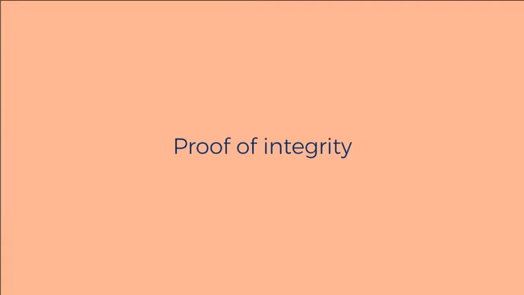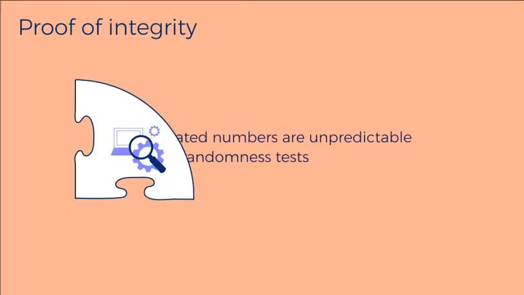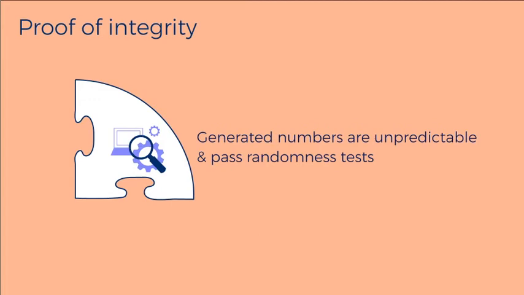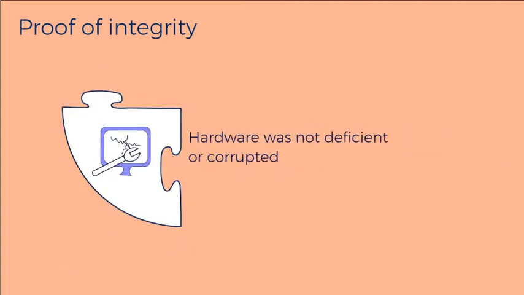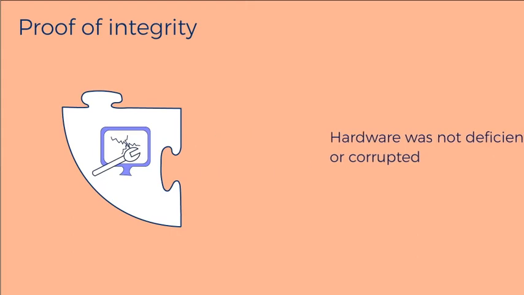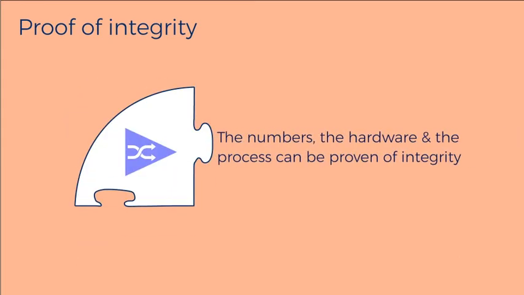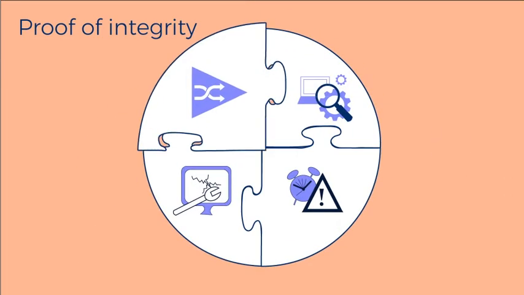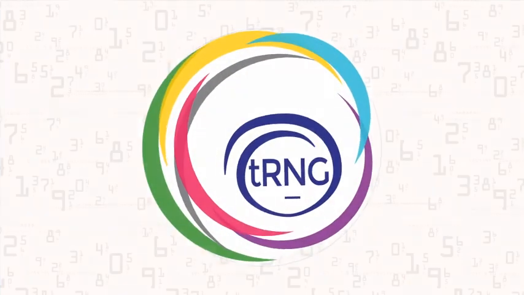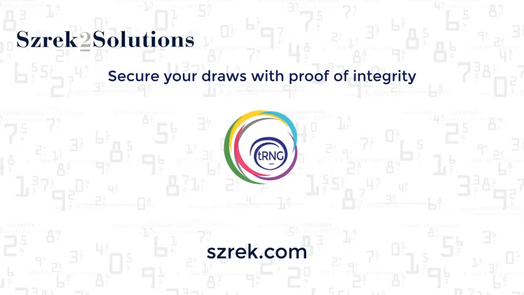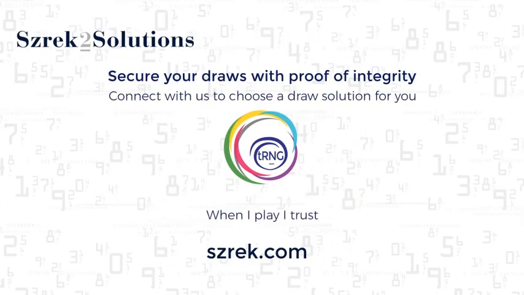With proof of integrity, we guarantee that all draws are free of faults and fraud. Generated numbers are unpredictable and pass randomness tests. Hardware was not deficient or corrupted. Draw results were not manipulated. The numbers, the hardware, and the process can be proven for integrity on an independent system. Secure your draws with proof of integrity. Thank you.